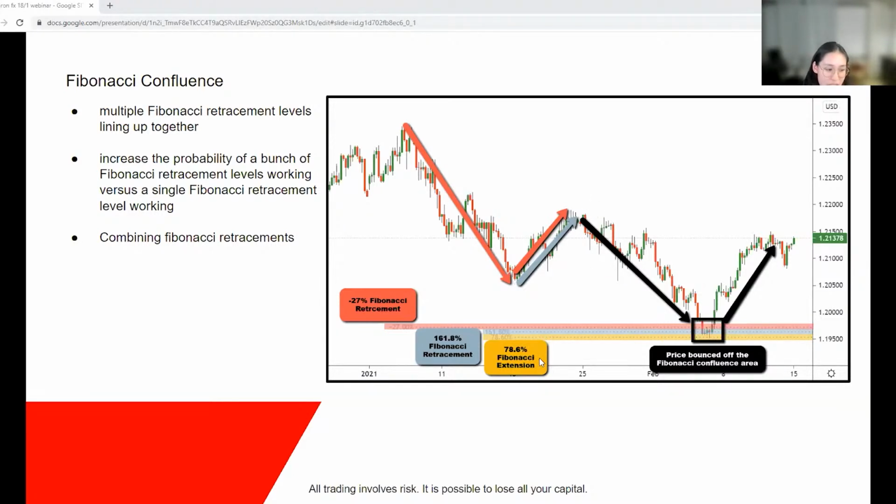And then we have a 78.6% Fibonacci retracement, sorry. The 78.6. So that all lines up nicely and we expect price to bounce off of this confluence area since all three of our Fibonacci levels line up together. And you can see that price really bounced off this area and it resulted in an uptrend after that.